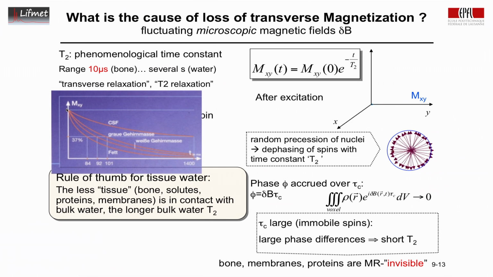So here's an example. We have the transverse magnetization. In cerebrospinal fluid of the brain, there is hardly any proteins. This decays the slowest. The T2 is 1.4 seconds. We have gray matter. It's 100 milliseconds. 90 milliseconds is white matter. And fat, for other reasons, has an even shorter T2.